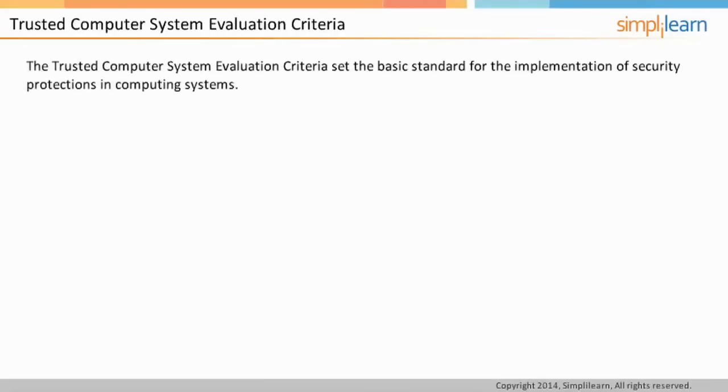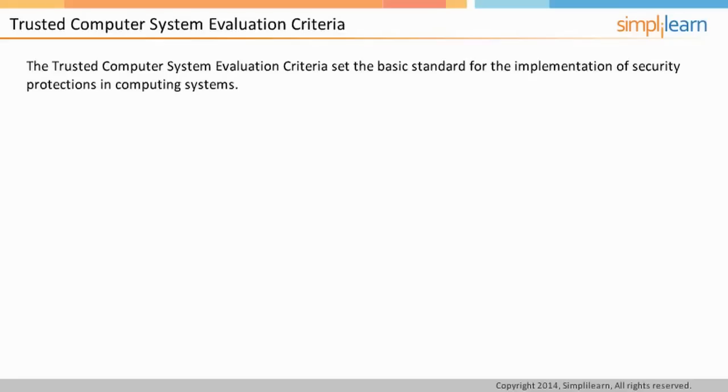The Trusted Computer System Evaluation Criteria, or TCSEC, sets the basic standard for the implementation of security protections in computing systems. It was strongly focused on enforcing confidentiality with no focus on other aspects of security, such as integrity or availability. TCSEC was used to evaluate, classify, and select computer systems being considered for the processing, storage, and retrieval of sensitive or classified information on military and government systems. To assist with the evaluation of secure products, TCSEC introduced the idea of the Trusted Computing Base, TCB, into product evaluation.